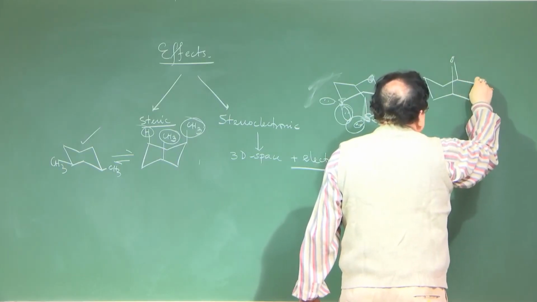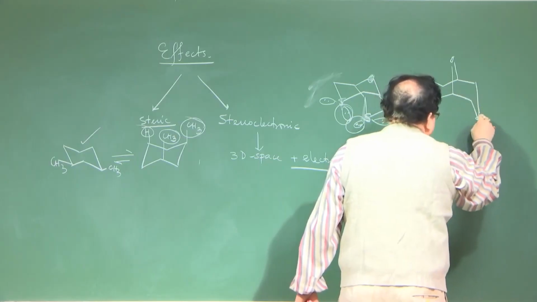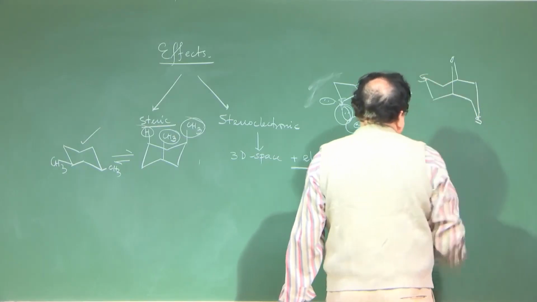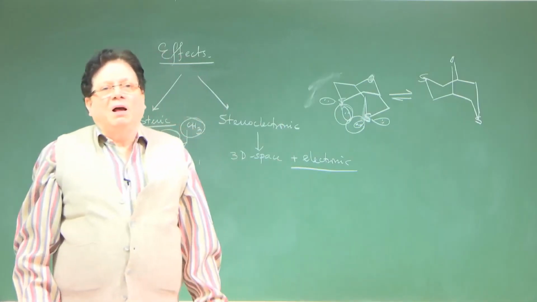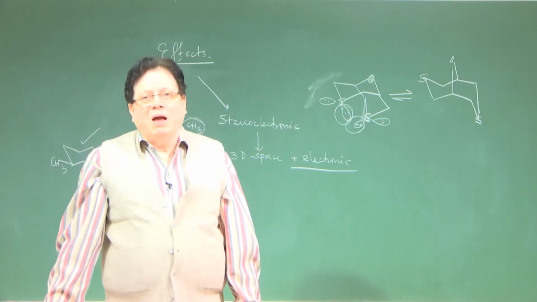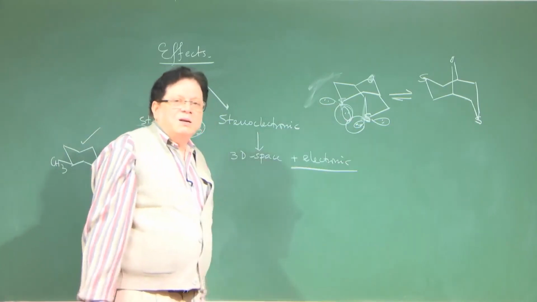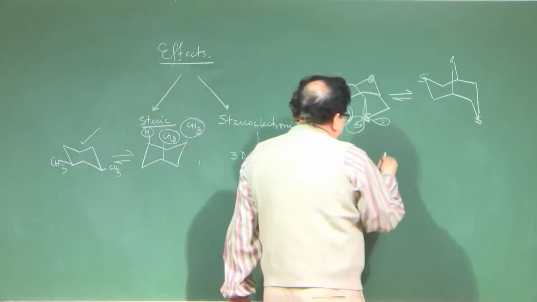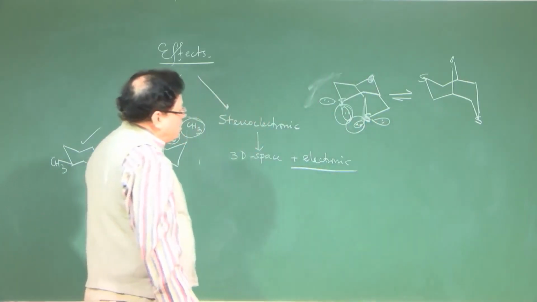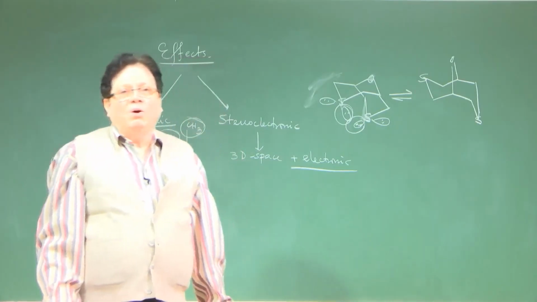It takes up a conformation where this is minimized. It is the same molecule, but the two sulfurs are pointing oppositely to avoid that electron repulsion. So, this is a classic example of how stereoelectronic effects dictate the conformation of a molecule.